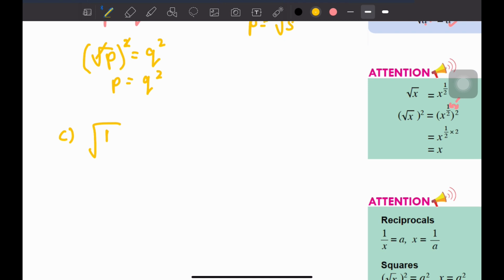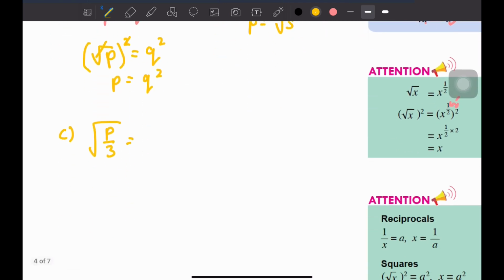Square root of P over 3 is equal to W. Okay, so first, P is under the square root, so we need to remove the square root first. How to remove the square root? We need to square both sides. So this one goes away, and P over 3 is equal to W squared.